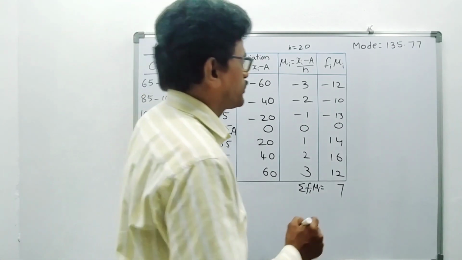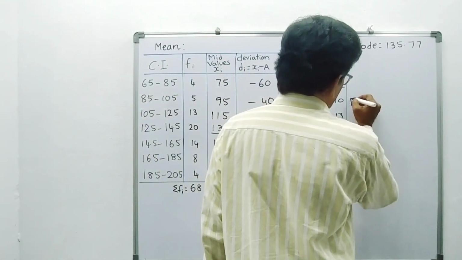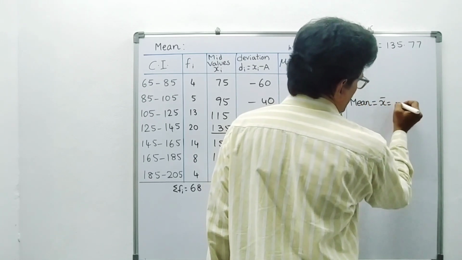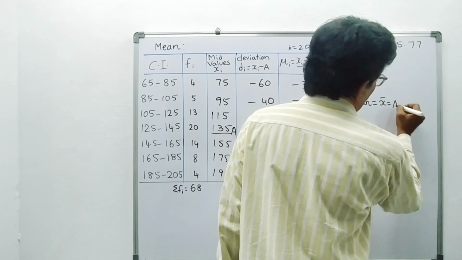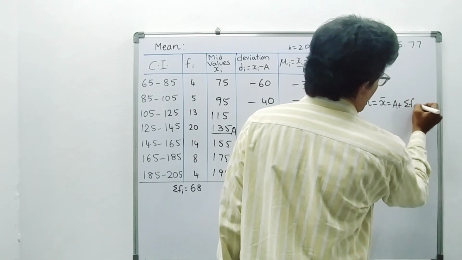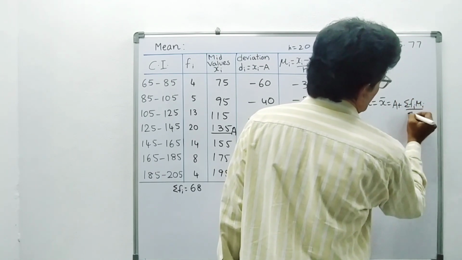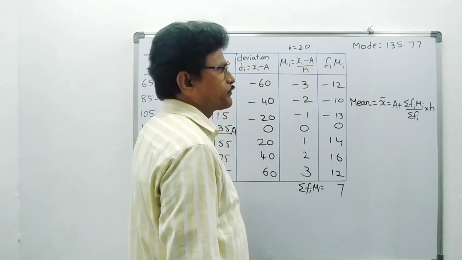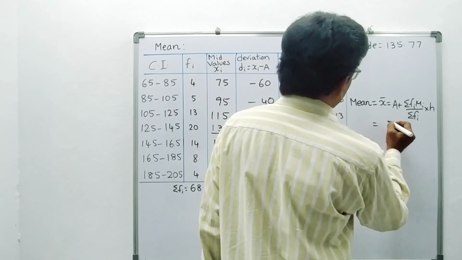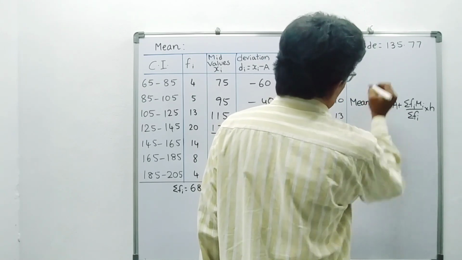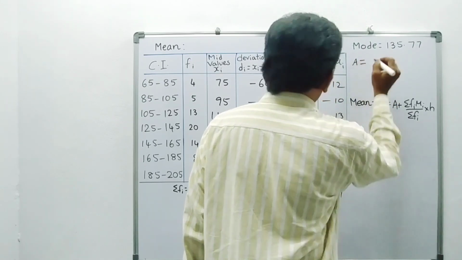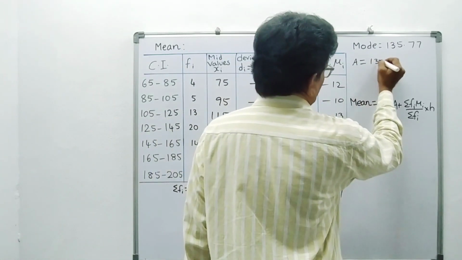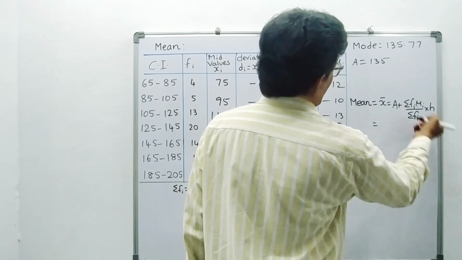Now what is the formula to find mean in step deviation method? Mean, x bar, equal to a plus sigma fi ui by sigma fi, into h. That's the formula. Now what is a here? A means assumed mean. You can write here. What is the assumed mean here? You are assuming 135. Okay. Now what is h here?